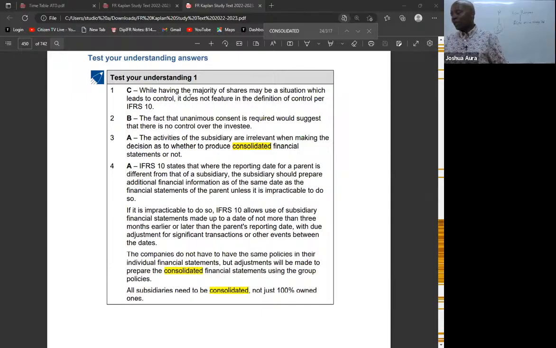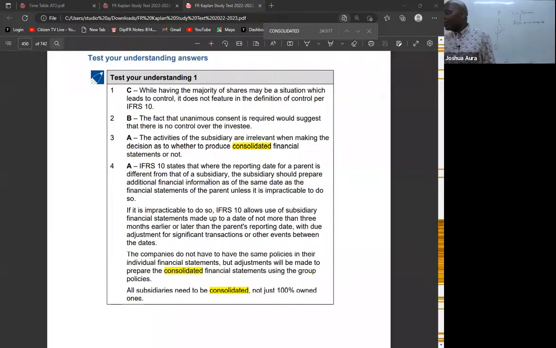Then we go to 3A. The activities of the subsidiary are irrelevant when making the decision as to whether to produce consolidated financial statements or not. Even if you're running, in this case, for example, ladies and gentlemen, a butchery, so long as you're able to control it, automatically then you need to consolidate. And then we have 4A.